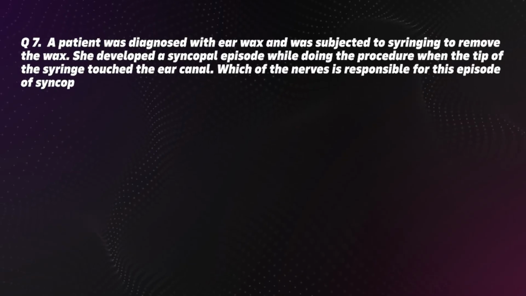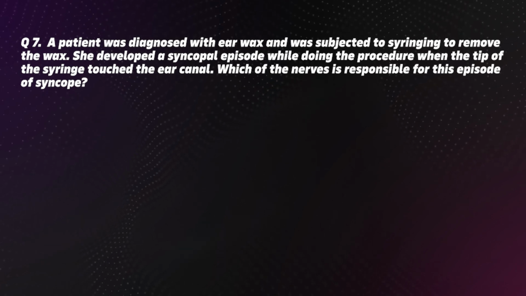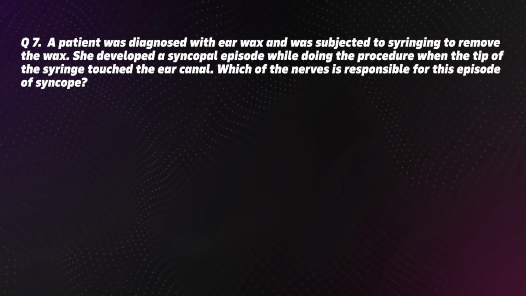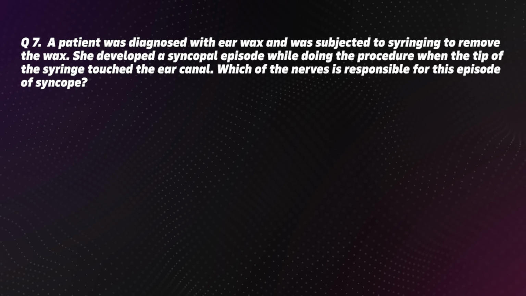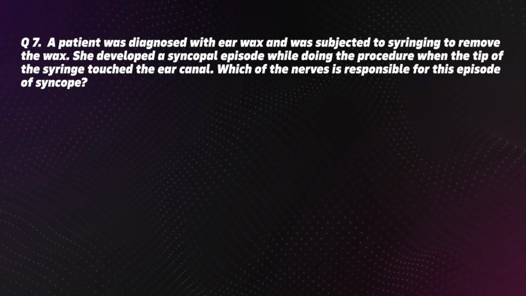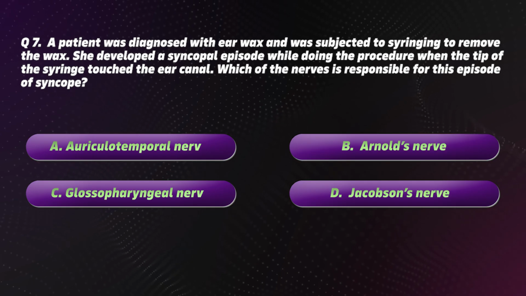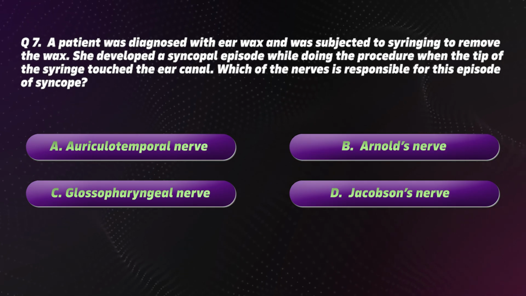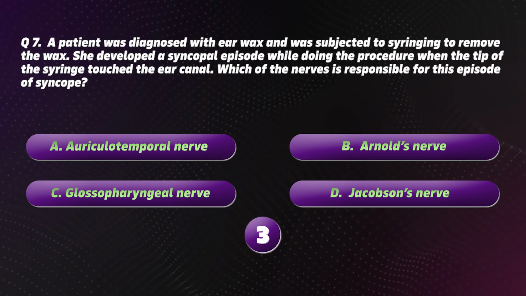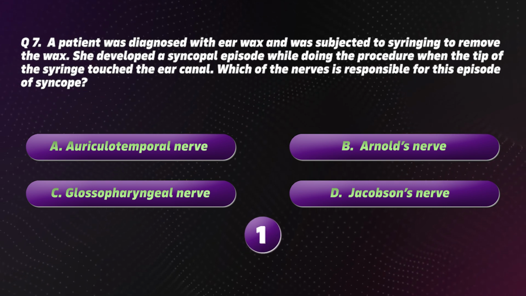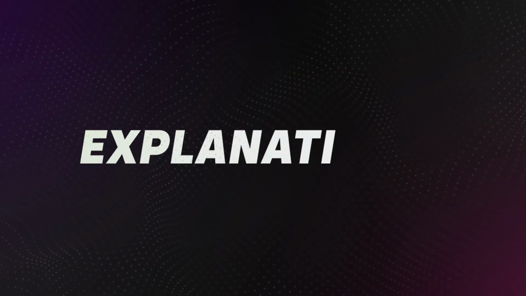Question 7. A patient was diagnosed with ear wax and was subjected to syringing to remove the wax. She developed a syncopal episode while doing the procedure when the tip of the syringe touched the ear canal. Which of the nerves is responsible for this episode of syncope? Here are the options. A. Auriculotemporal nerve. B. Arnold's nerve. C. Glossopharyngeal nerve. D. Jacobson's nerve. And the correct answer is option B. Arnold's nerve.